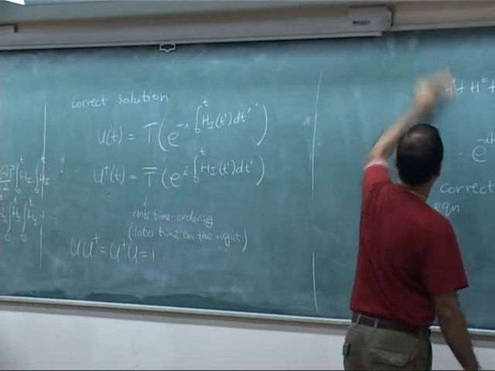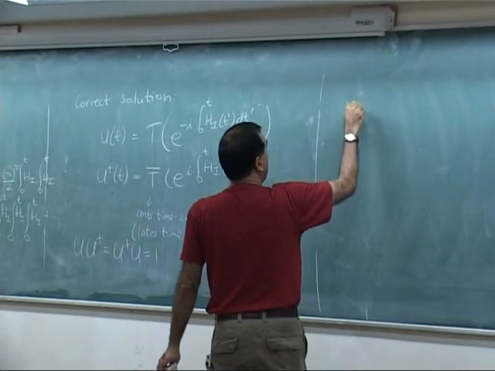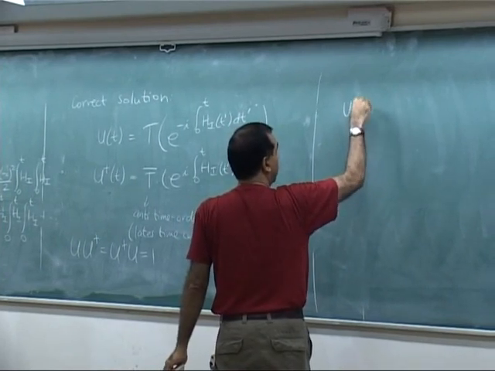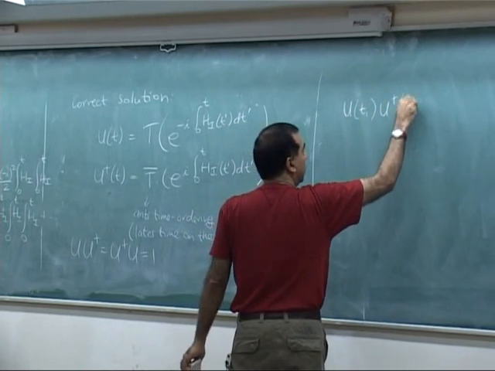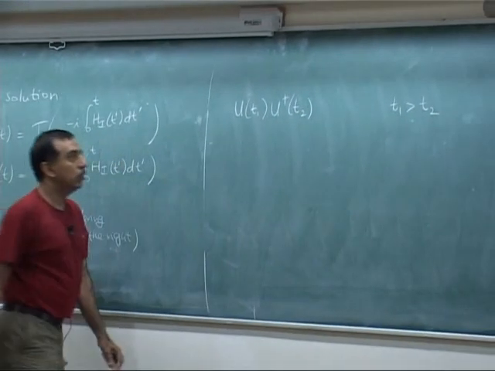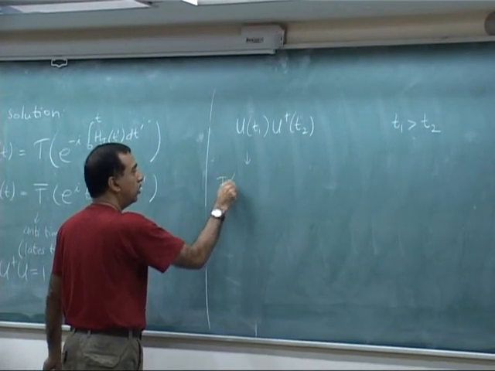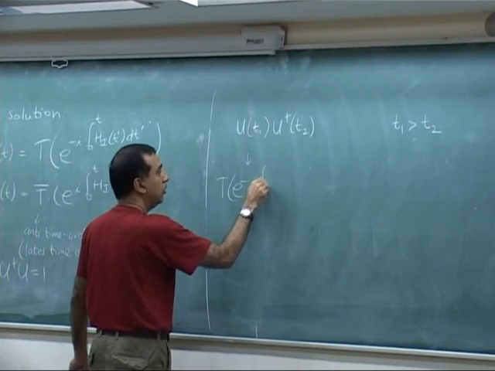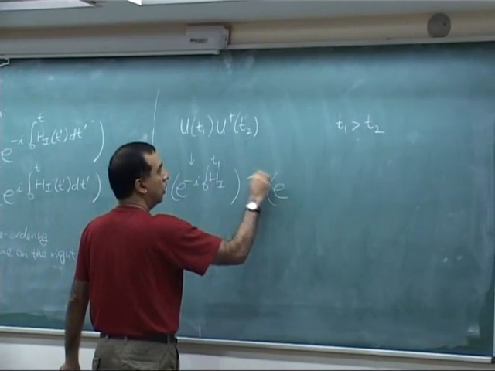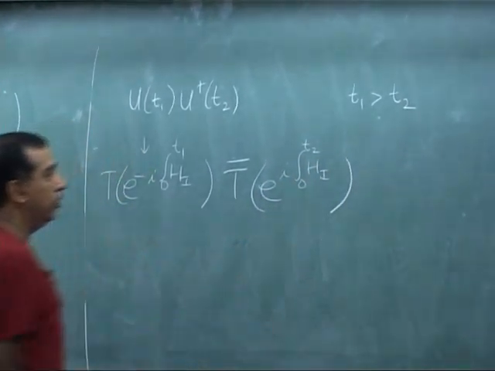Not only that, here is a very beautiful identity, which we'll make use of heavily later. Imagine u at t1 and u dagger at t2, where t1 is greater than t2. Can you guess what this should be? This one is time ordered e to the minus i integral 0 to t1 of H_I, and this one is anti-time ordered e to the i integral 0 to t2 of H_I.